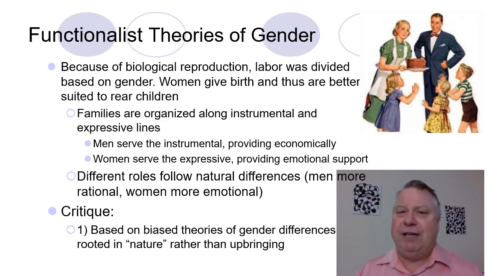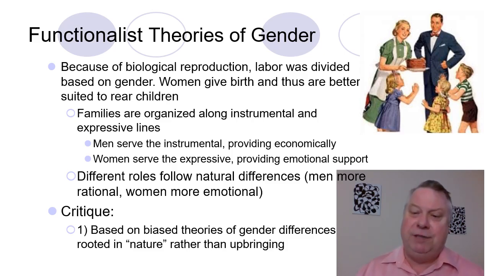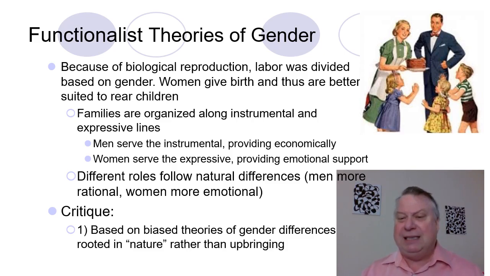So some of the different theories of gender. The functionalist theory of gender, of course, nowadays sounds very outdated, but basically it assumes that there are biological differences between men and women. Of course, labor is divided based on these differences. Since women give birth and women can feed the child, ergo they are better suited to rear the children. Now this is not necessarily true, but again, this is the argument.